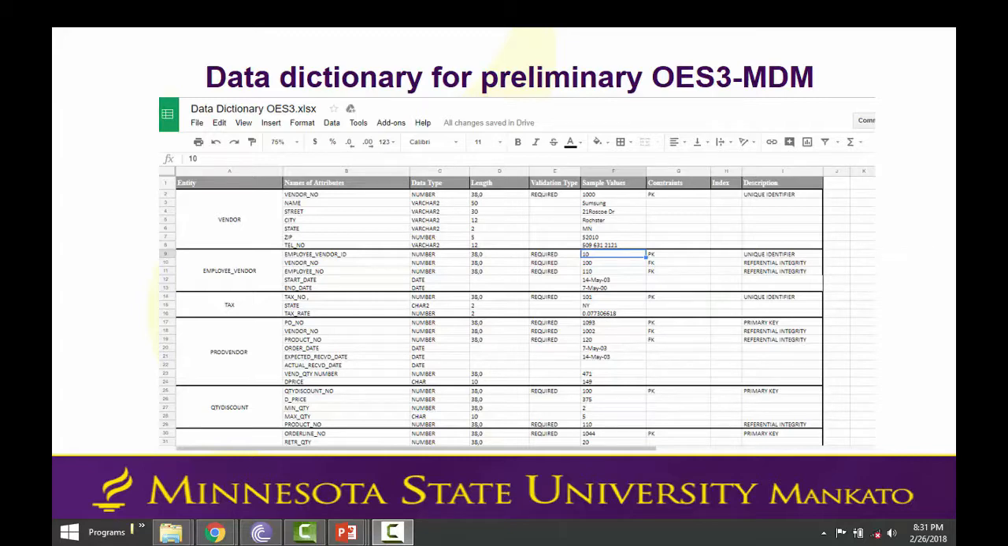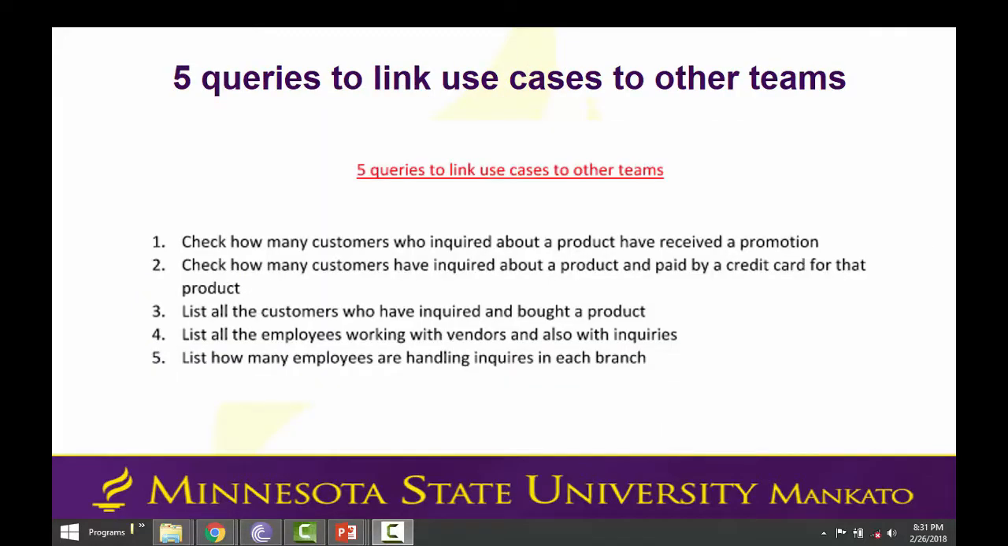We decided on 5 queries to link use cases to other teams. Number 1, check how many customers who inquired about a product have received a promotion. Number 2, check how many customers have inquired about a product and paid by a credit card for that product. Number 3, list all the customers who have inquired and bought a product. Number 4, list all the employees working with vendors and also with inquiries. Number 5, list how many employees are handling inquiries in each branch.